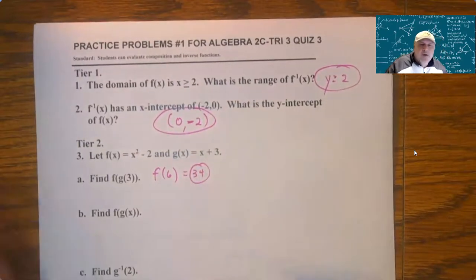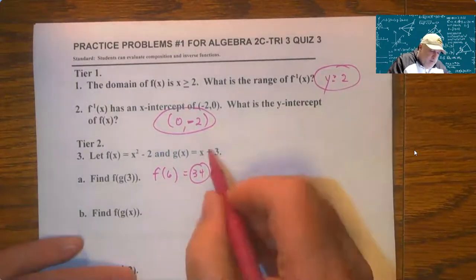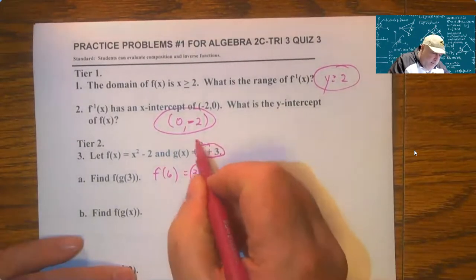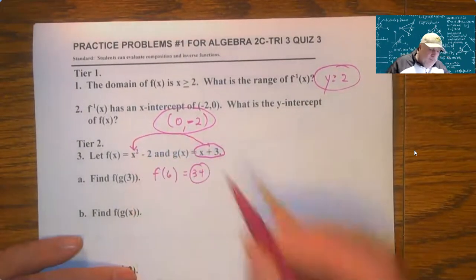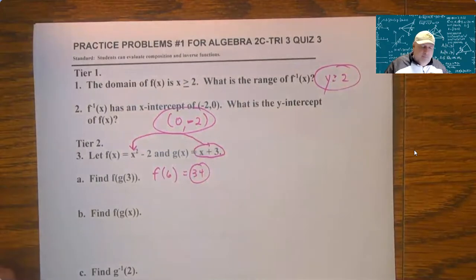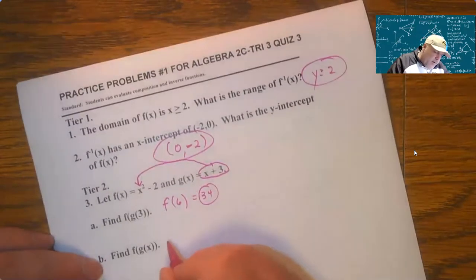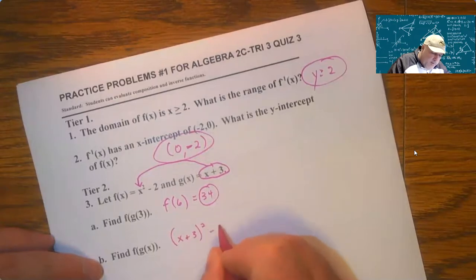F of g of x. Here, you're going to take the entire g of x function, and that's going to get put in for x. And then you're going to simplify. So what is that going to look like? x plus 3 squared minus 2.